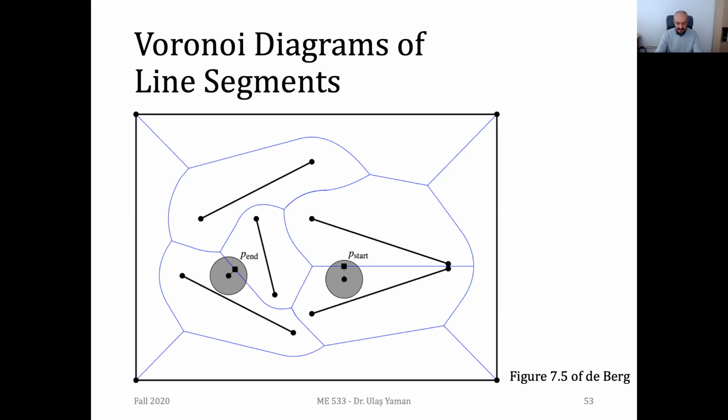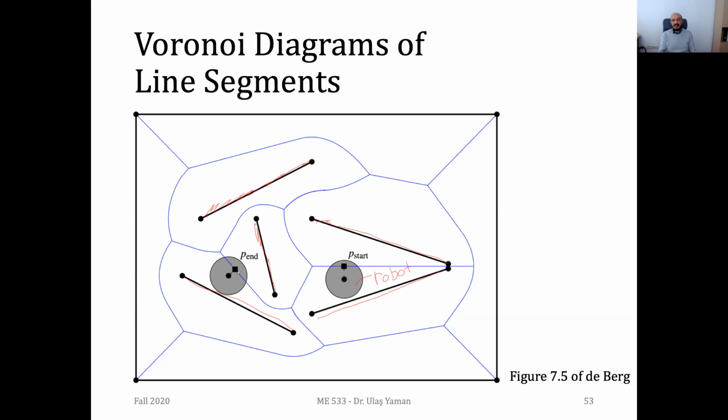Here you see an example. For instance, we have 5 line segments. These are the inputs, the first, second, third, fourth, and fifth. And the blue arcs and edges describe the Voronoi diagram of this given set of line segments. In this case, we have a motion trajectory generation problem. Assume that these are robots. This is the starting point for the robot, and its goal is to reach the end point.